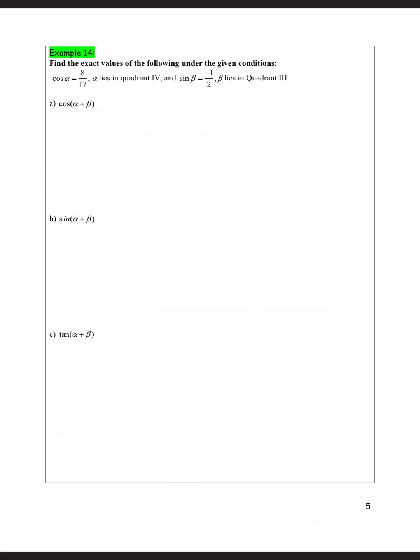Example 14, find the exact value. So cosine of alpha is 8 over 17. Alpha lies in quadrant 4. Sine of beta is negative 1/2. Beta lies in quadrant 3.